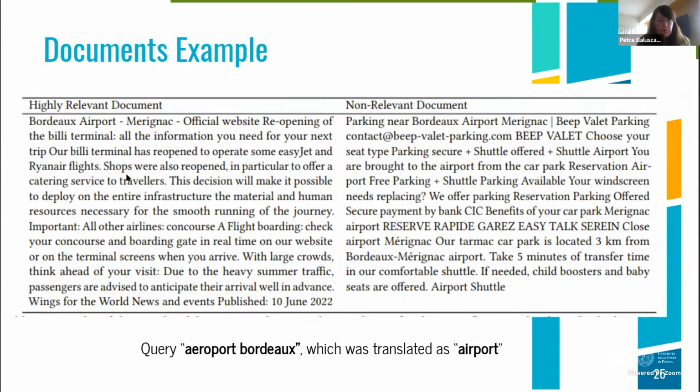But here is the translation of the French documents, and I think for the documents it looks quite reasonable mainly. So here is an example of a highly relevant document for the query Airport Bordeaux, which you can see corresponds pretty well. Here is one example of a non-relevant document, which is about shuttles going to the airport. So I think that sounds quite reasonable to me.